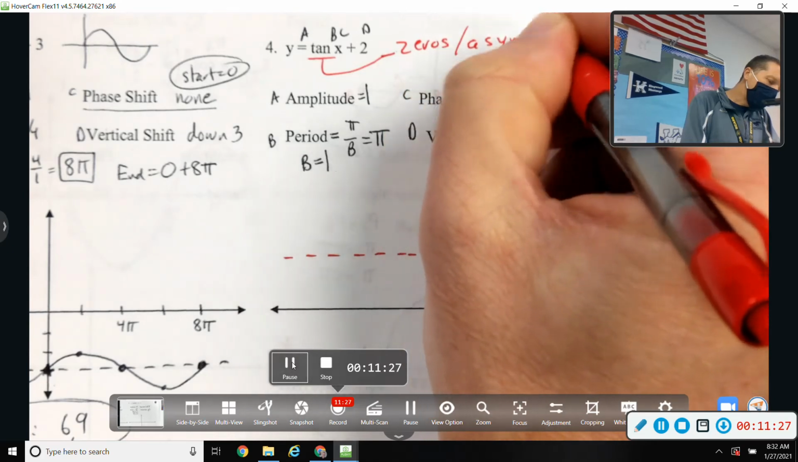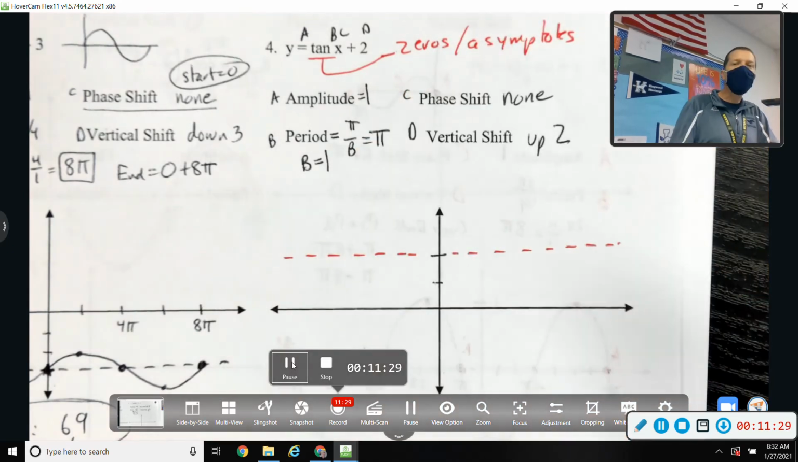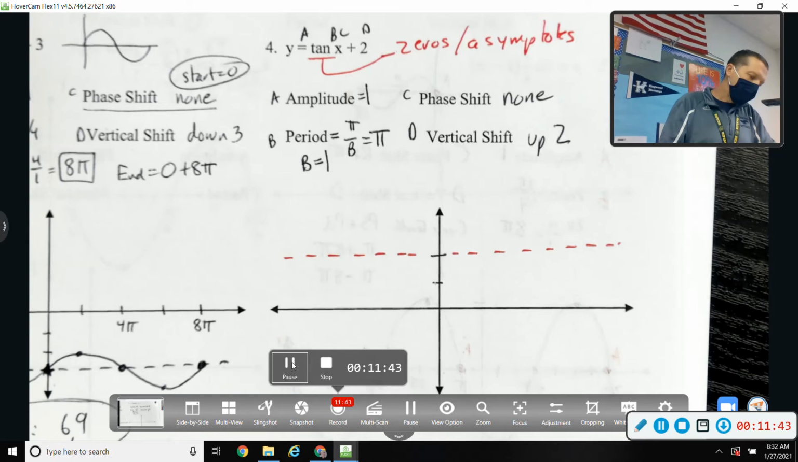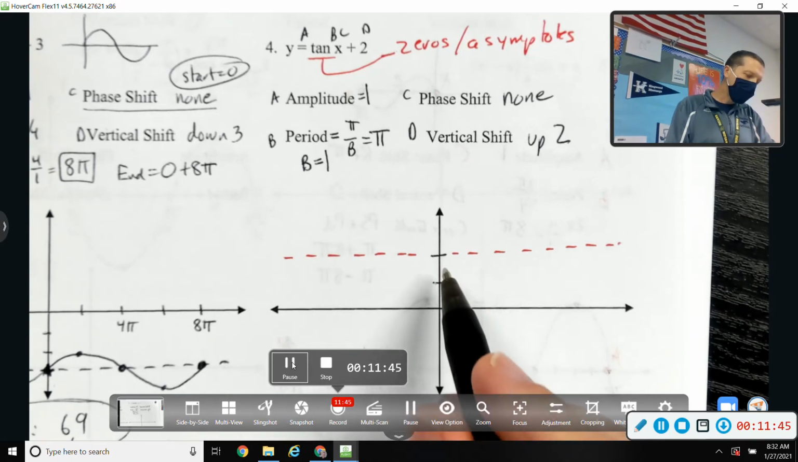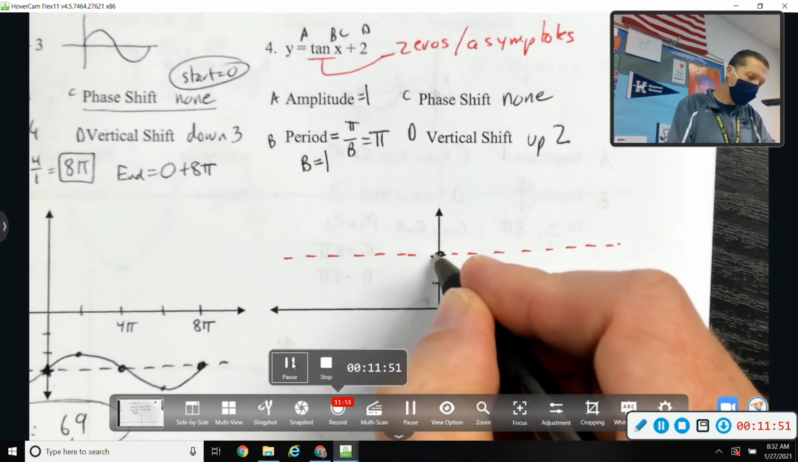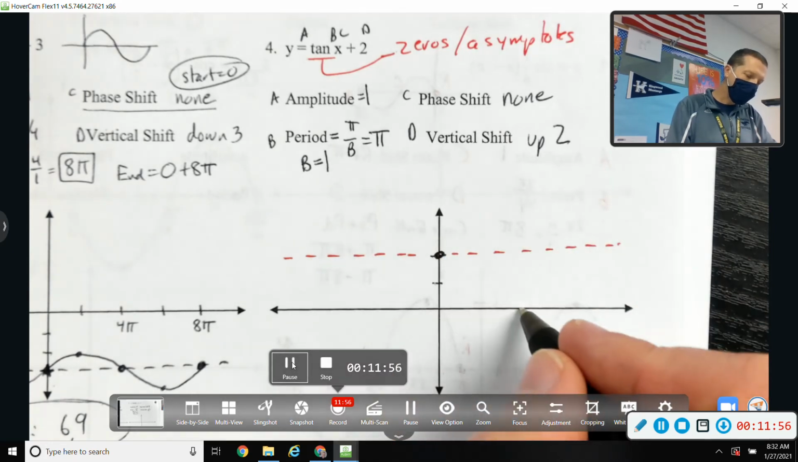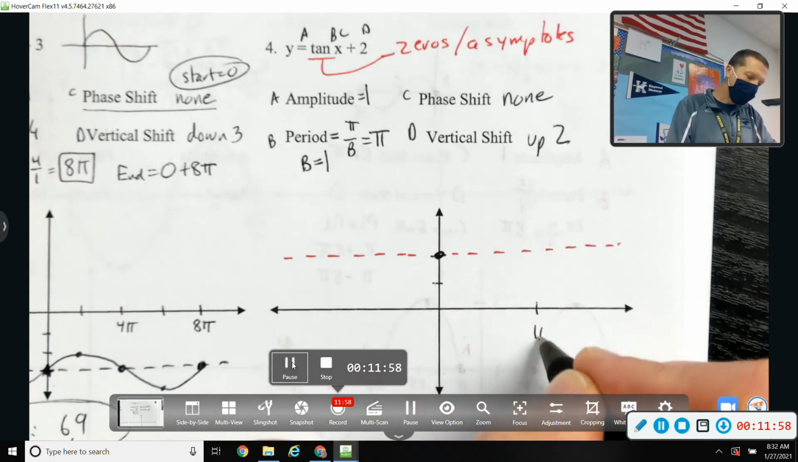For tangent, all we really need to see are the zeros and the asymptotes. If you get those in the right spot, you'll be fine. And they're always halfway in between each other. So if you get one of them, you'll get the other one. So tangent starts at, what's tangent start at? Start at 0. Phase shift was none. Period is pi away. So pi away, I have another 0.